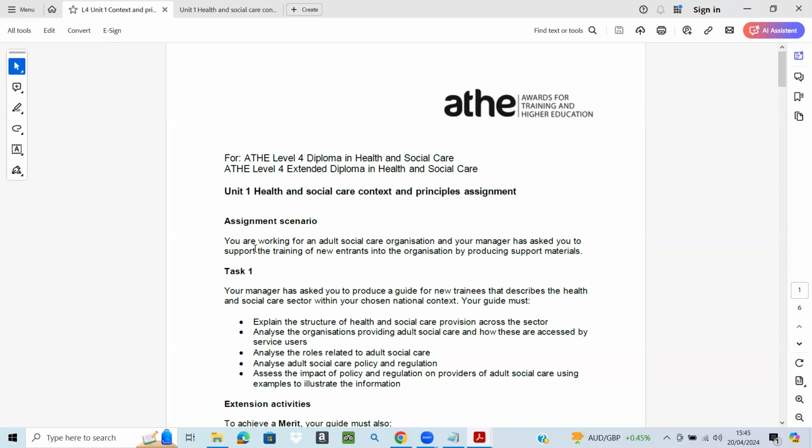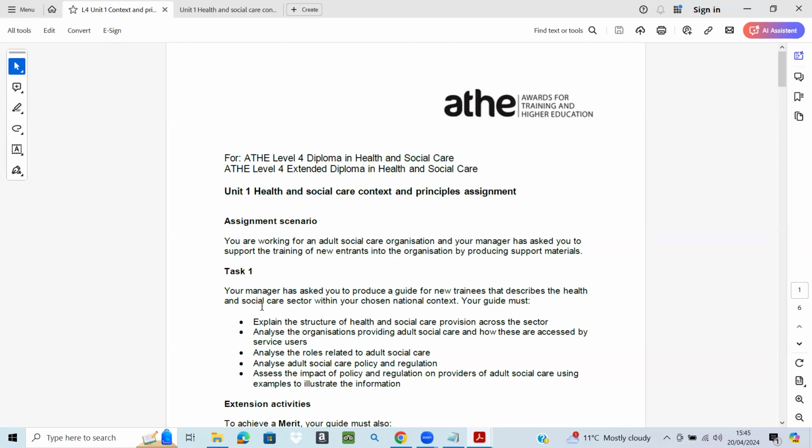And now, in this case, we need to look at the scenario. They haven't mentioned what role we are working in. So, for example, I am working as a healthcare assistant at an organization. I will say that I'm working in ABC care home, just for example, or any specific care home. Suppose I used to work with City Care Home. There I will mention that I am working at City Care Home, and I'm going to write this report because my manager asked me to provide the training of new entrants into the organization by producing support materials. So something like that I will build into my assignment.